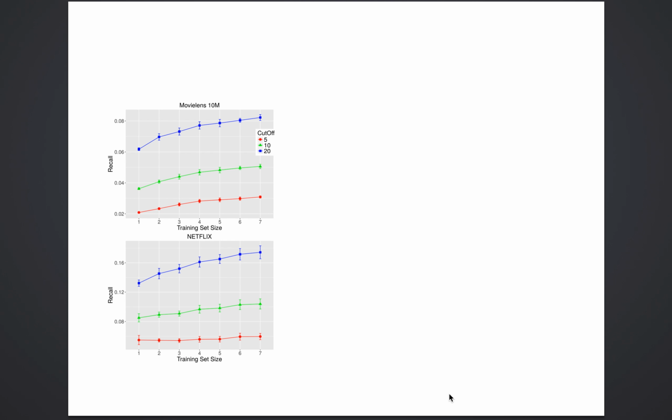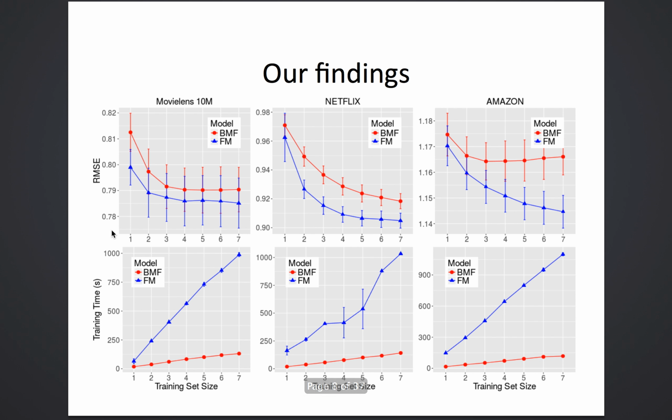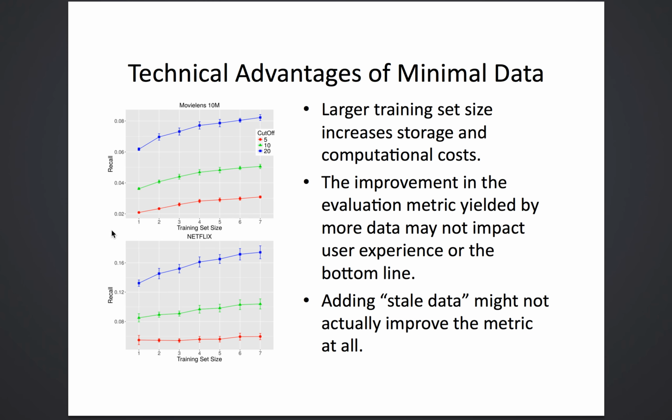We also performed some research for ranking. So here's MovieLens 10 million and Netflix. Again, the training set size increases. Here the metric is recall, so higher is better. And we do also see a flattening of the curve here. So basically, our conclusion is that there are several technical advantages of using the minimal necessary data in a recommender system. So summarizing, larger training set size increases storage and also increases the computational costs that you need.